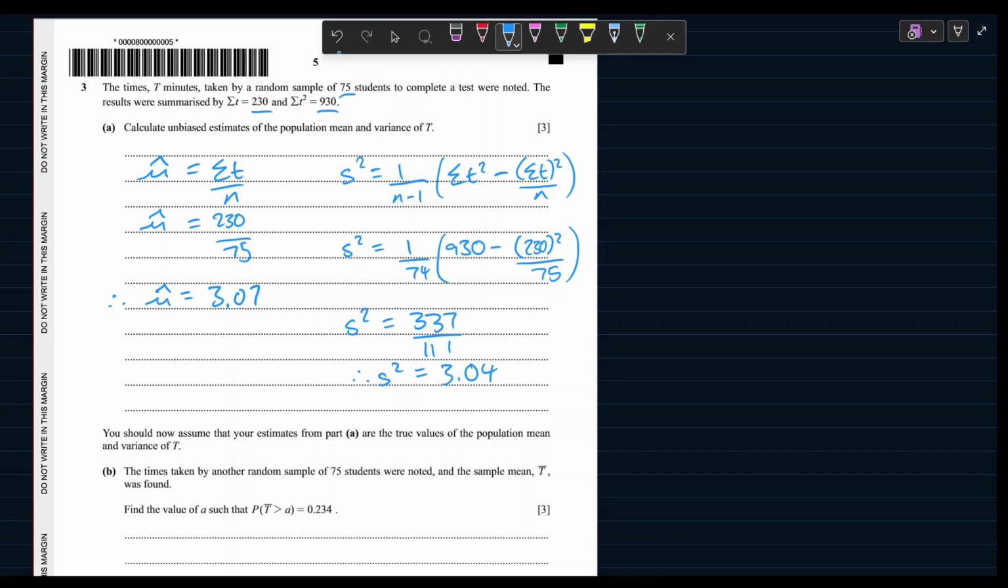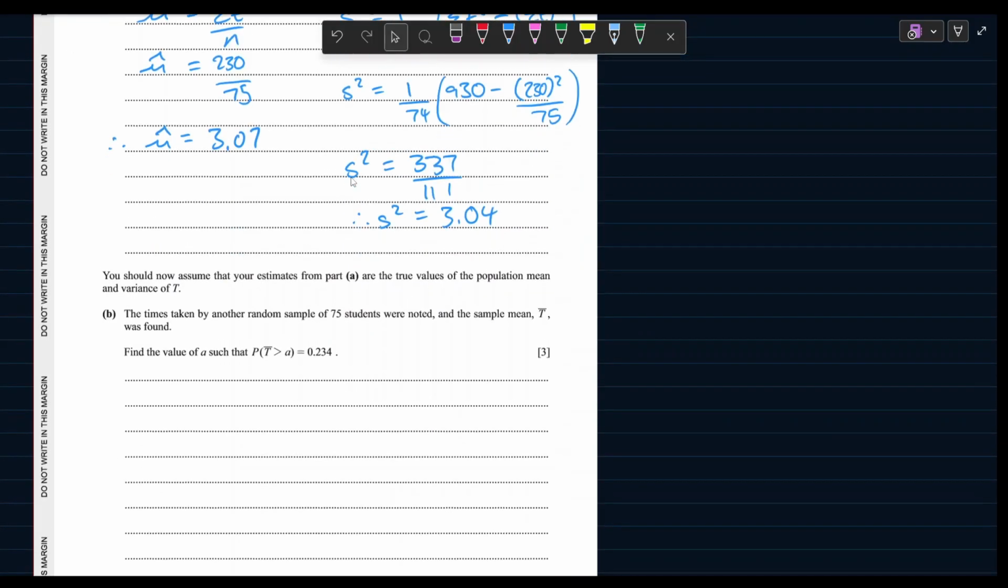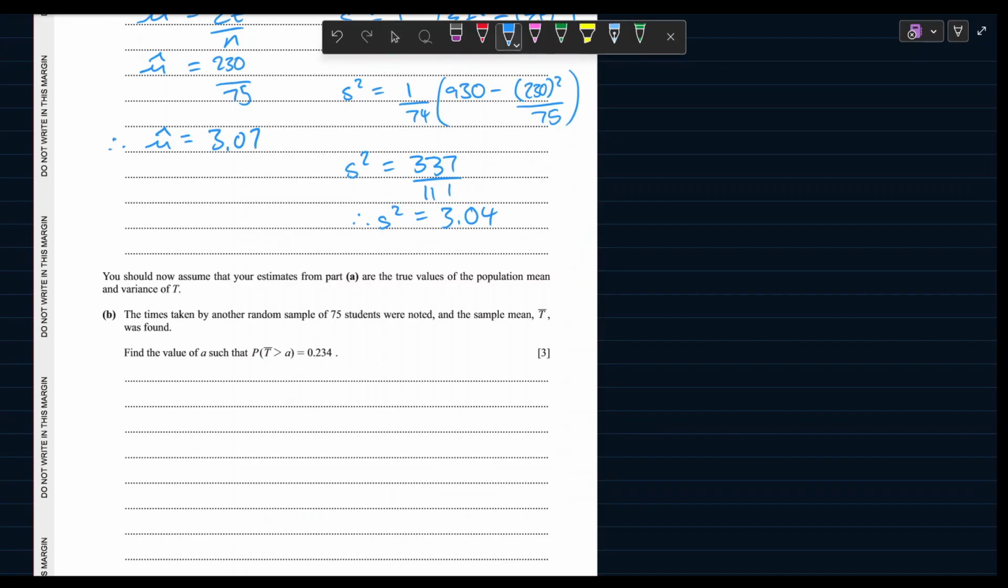Okay, and that's our final answer. You should now assume that your estimates from part A are the true values of the population mean and variance. Part B: the times taken by another random sample of 75 students were noted and the sample mean t bar was found. Find the value of a such that the probability of t bar being greater than a is 0.234.